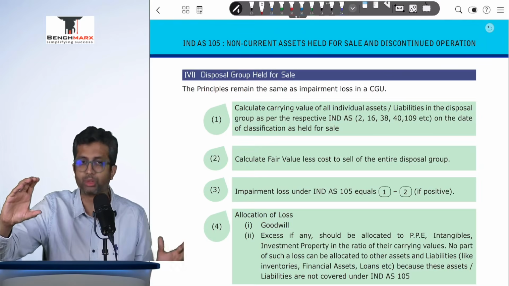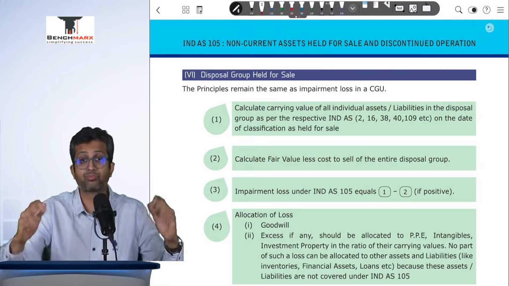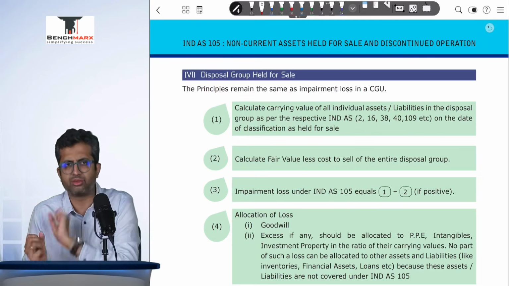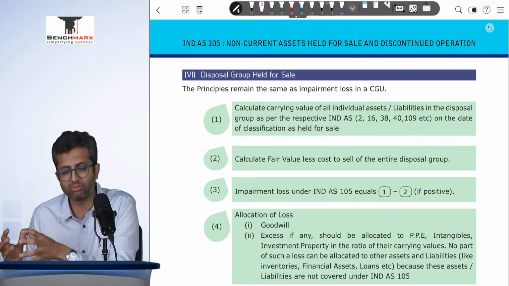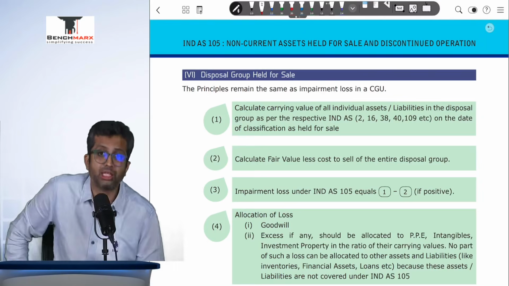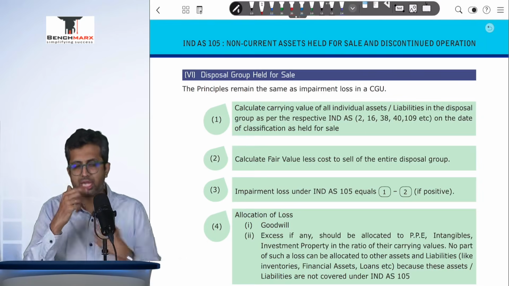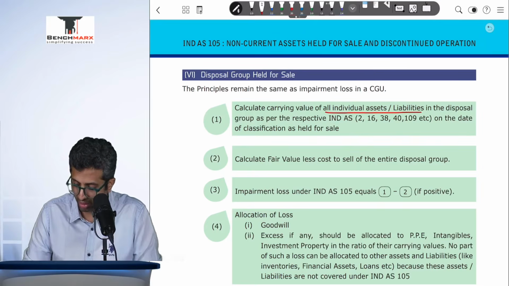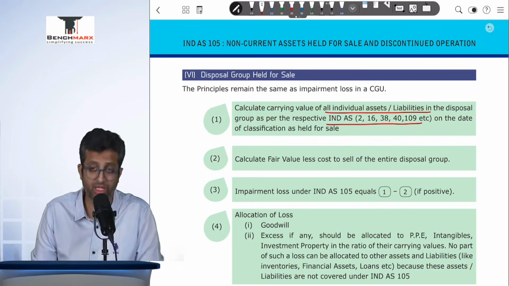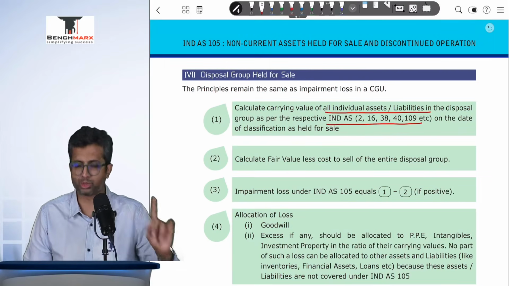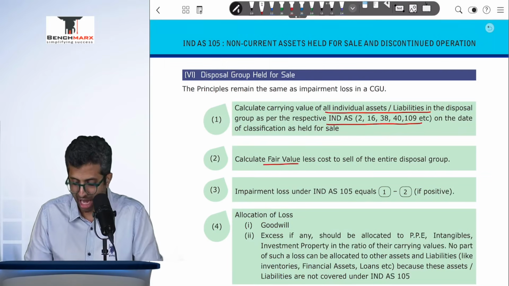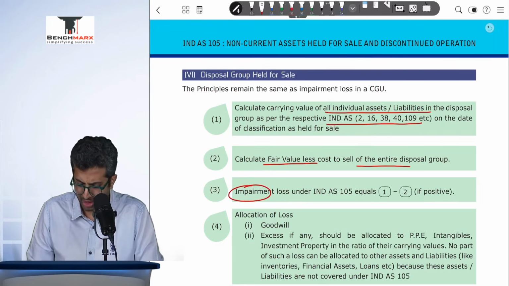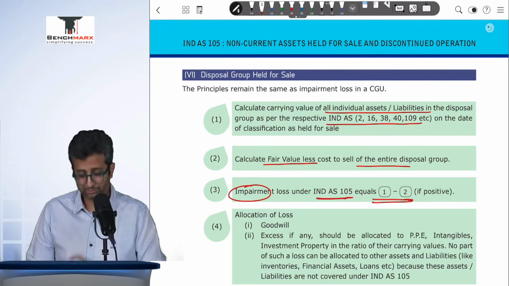This can also include allocable goodwill or any other allocable item, including even the liabilities, because the management wants to transfer the entire, let's say, building along with the loans. Then the fair value less cost to sell that the buyer will quote will be for the net amount, and hence I will consider the carrying value of all individual assets or liabilities in the disposal group as per the respective Ind AS. Second, you will compare this with the fair value less cost to sell for the entire disposal group, and if the fair value less cost to sell is lower, then you will record an impairment. This is an impairment under Ind AS 105.